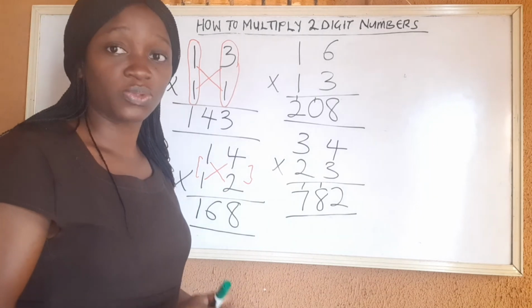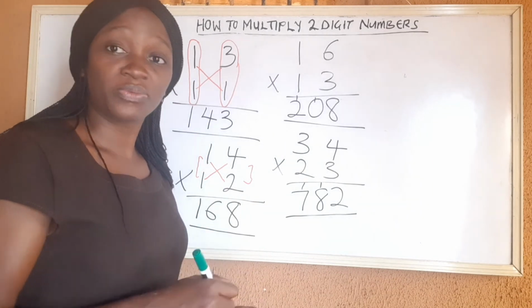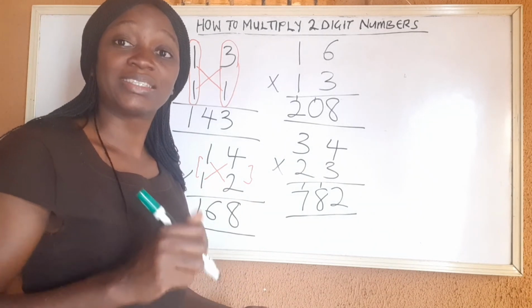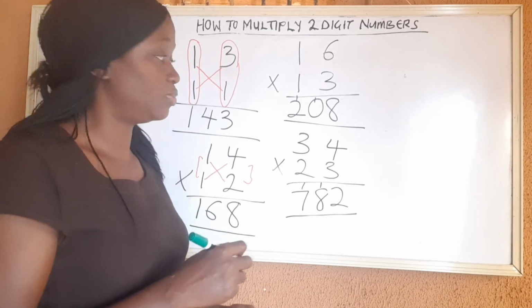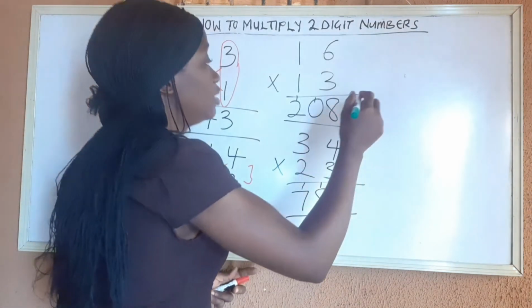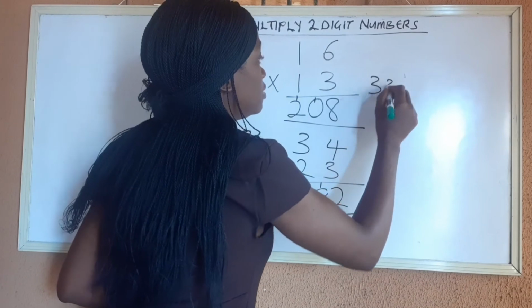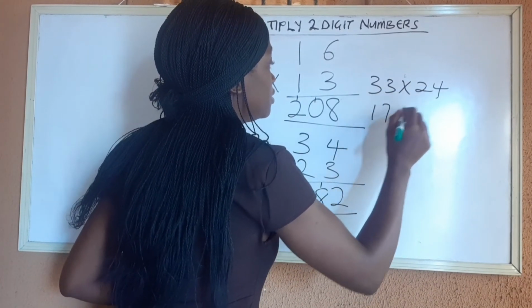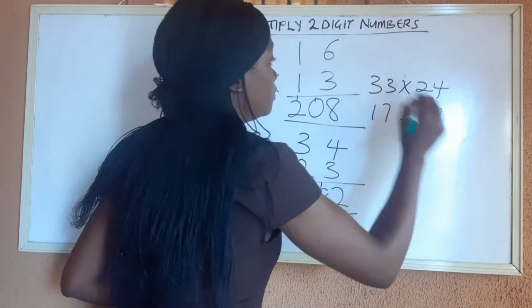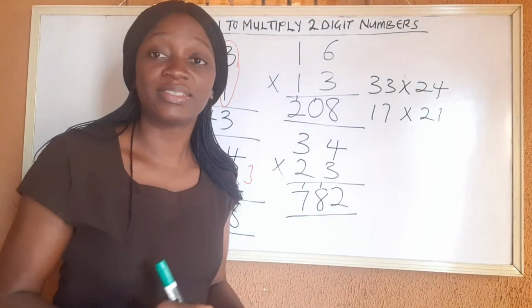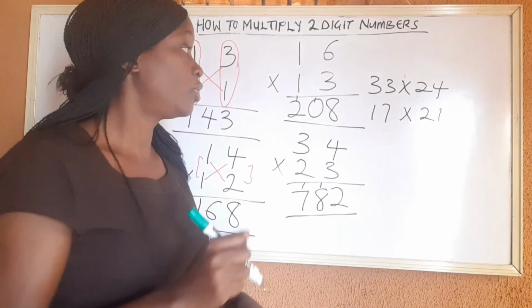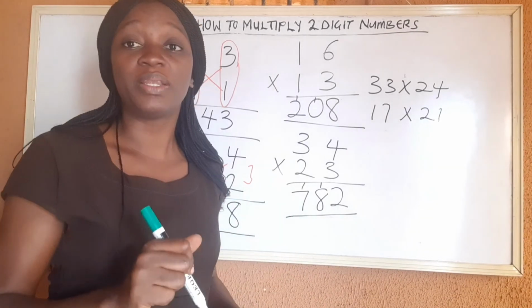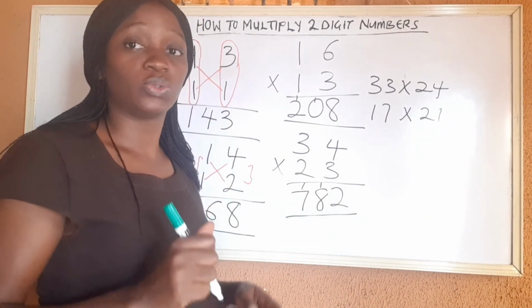Now I'm going to give you 2 exercises. You are going to solve them for me in the comment box and tell me how many seconds it took you to get your final answer. So you are going to solve 33 times 24 and 17 times 21. I want to see your answers in the comment box, and more importantly, I want to see how many minutes or seconds it took you to solve that.